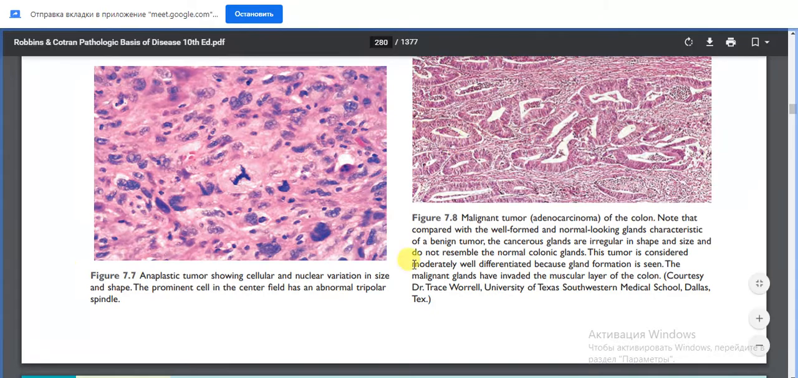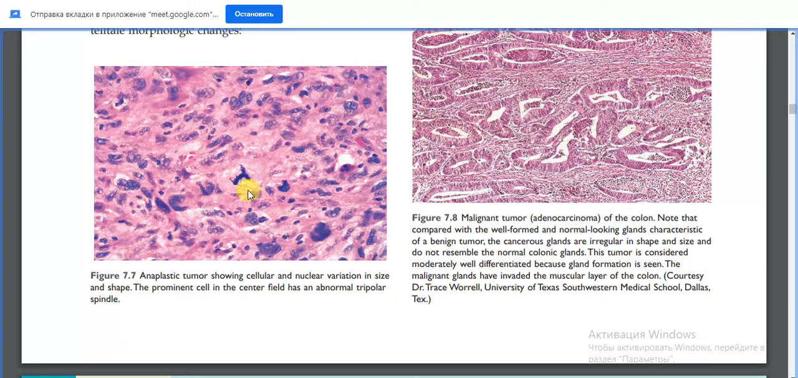Okay, and very large nuclei and very small nuclei, and also we can see a tripolar spindle. As in this diagram, we see a tripolar spindle. It's an abnormal mitotic figure. Instead of normal mitosis, where from 46 chromosomes it forms two cells with 46 chromosomes each, here it can produce absolutely different cells, and this feature is very important for malignant tumors.